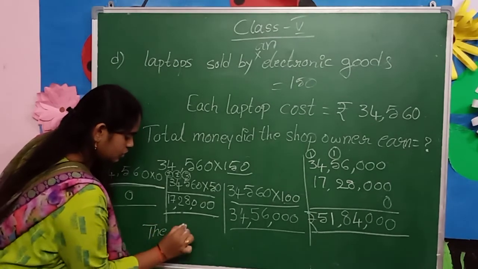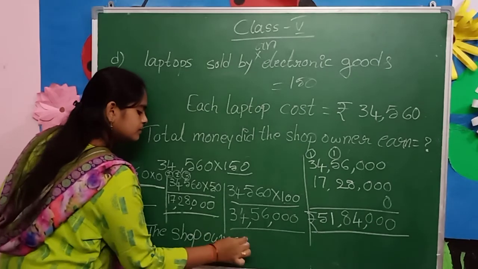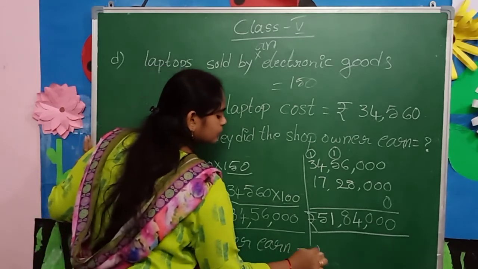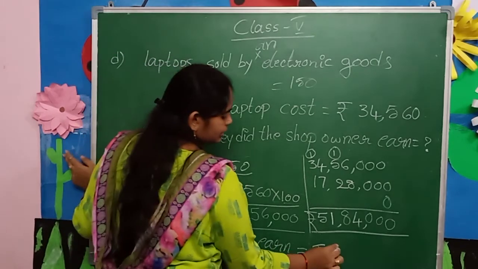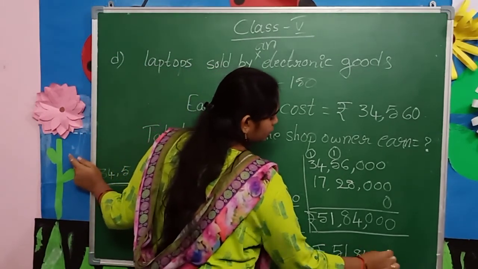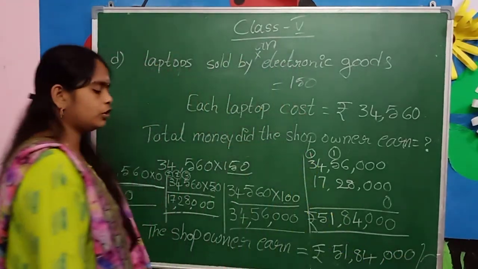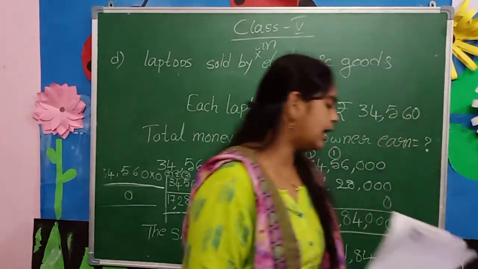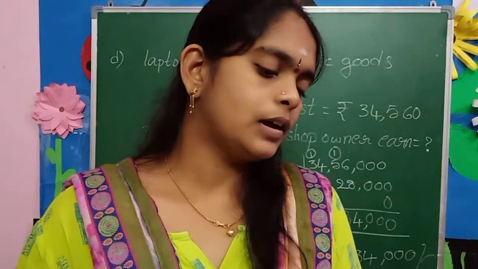The shop owner earned money, so you have to add the rupee symbol. 51,84,000 rupees. Right? In the same way, complete the second and third sums that we left.